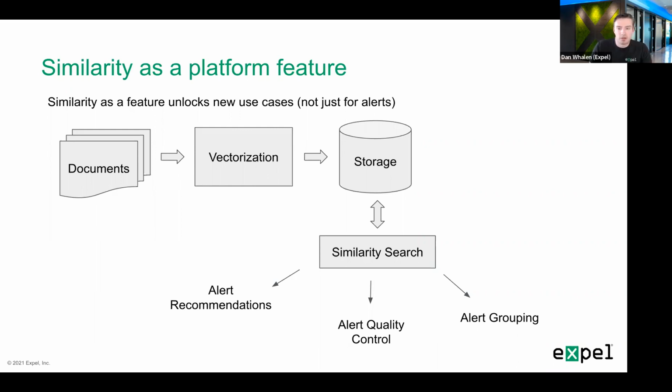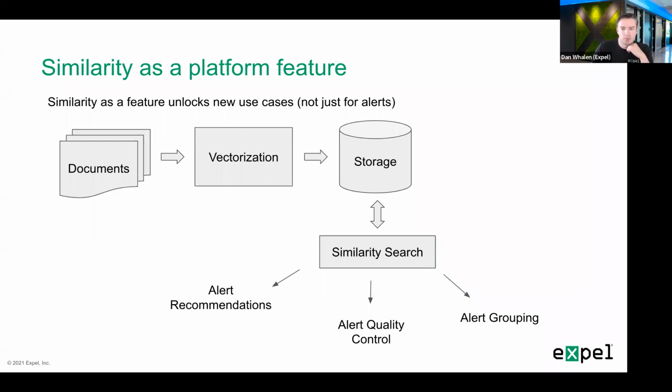And again, once we have this, we know we can start to deliver all kinds of really cool features, like making recommendations based on similar alerts we've seen in the past. We can power alert quality control. We can do all sorts of cool things with grouping. There's all sorts of really cool stuff that we knew this would unlock if we could build this architecture.